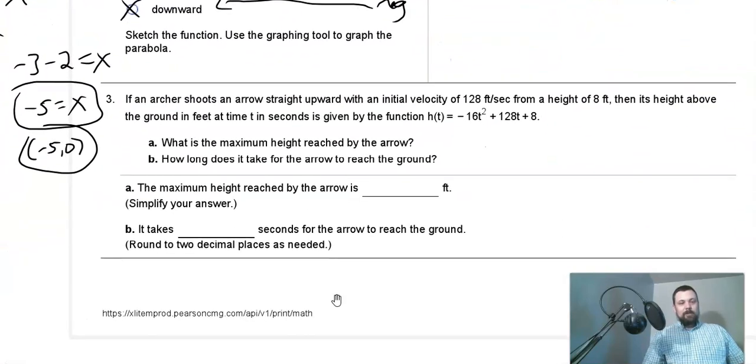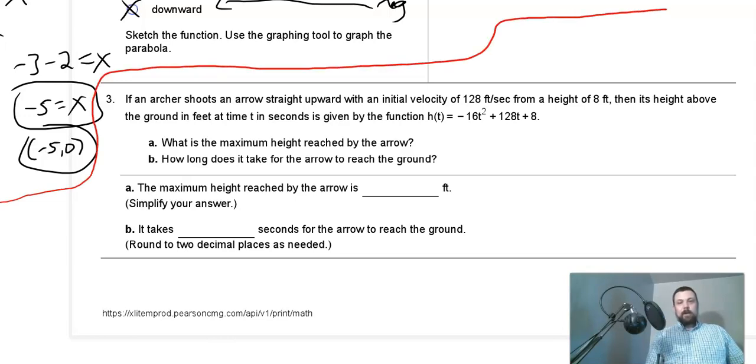It's a word problem. So far, these problems have been pretty lengthy problems. That's okay. There's going to be some shorter ones eventually. If an archer shoots an arrow straight upward with an initial velocity of 128 feet per second from a height of 8 feet, then its height above the ground in feet at time t in seconds is given by the function h of t equals -16t squared plus 128t plus 8.